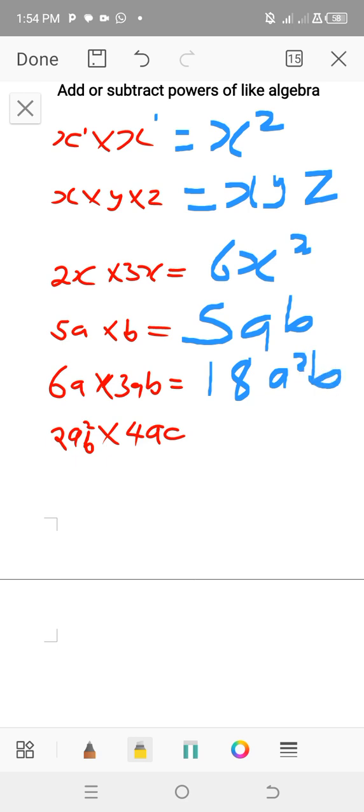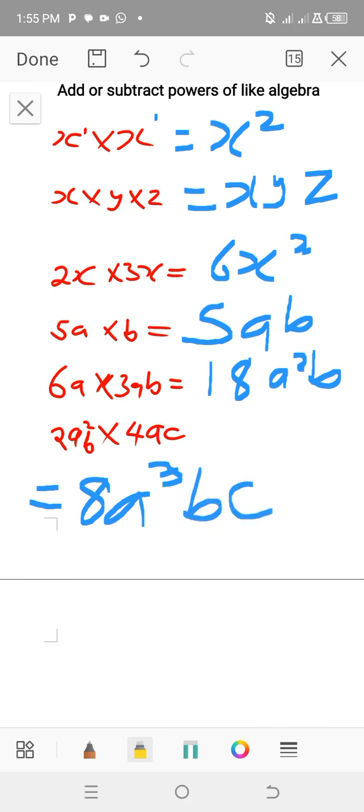So the next is 2a squared b times 4ac. So you can see that because a squared is like a times a, you have a times a and you have times a in the other part. So this is going to be giving us 2 times 4 is 8, a raised to the power 2 times a raised to the power 1, that is a raised to the power of 3. Then b is only once there, b and c are attached.